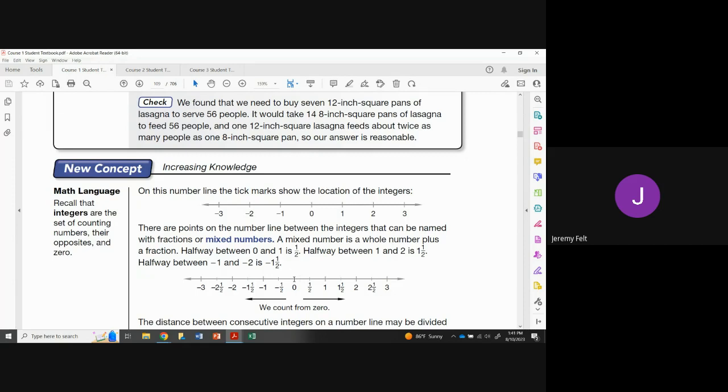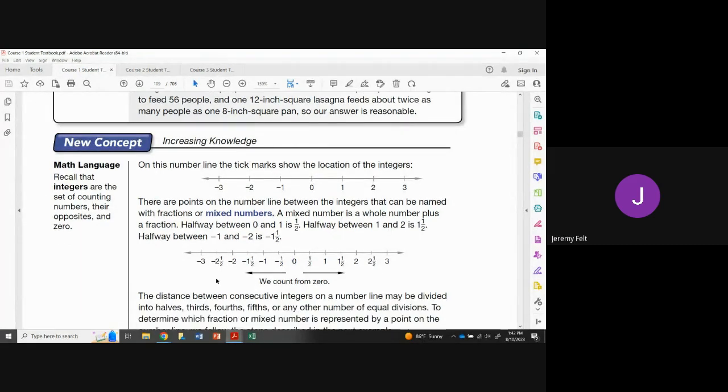So we have 0, 1, 2, 3, but just because that's where normally our tick marks are, doesn't mean those are the only numbers on there. Really, there's infinite numbers between each of these tick marks, between 0 and 1, 1 and 2, 2 and 3. So we can plot anything that we want in between there. Halfway between 0 and 1 is 1/2. Between 1 and 2 is 1 and 1/2. 2 and 3 is 2 1/2. And then obviously the opposites, negative versions of those numbers, -1, -1.5, -2.5, and so on.